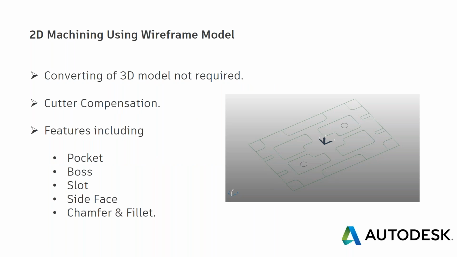The reason we are using this wireframe model is that it is not necessary to convert the 3D model directly. We can use the wireframe model and start creating the toolpath. Also, we can opt for the cutter compensation option within this toolpath. The features include pocket, boss, slot, side face, and lastly chamfer and fillet. We will move straight into the first example.